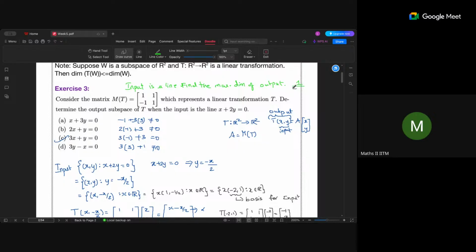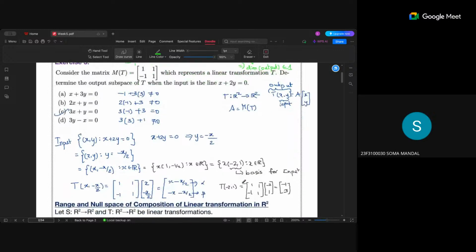So the answer is 1. You see that the dimension of the output is actually less than or equal to 1. This means that the dimension of the output is less than or equal to 1. Clear? Yes, fine, ma'am.